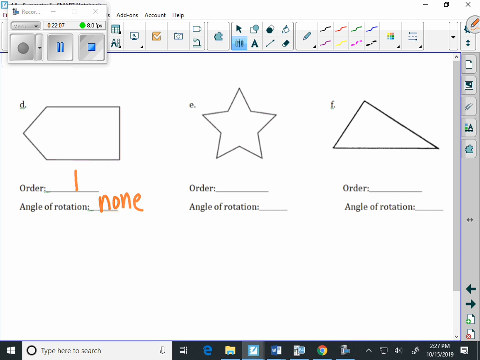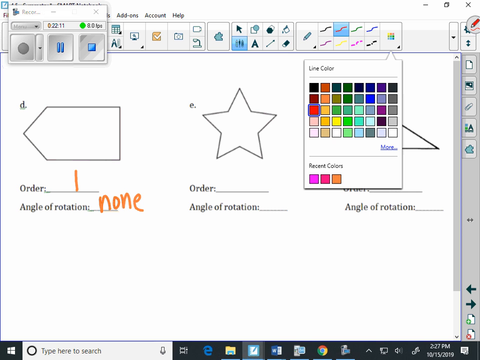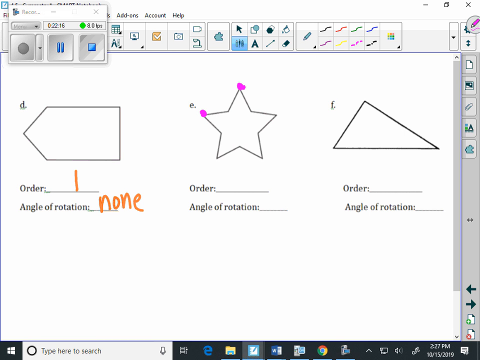But stay here with me for the star. The star. We've got a point here. We've got a point here. Point here. Point here. Point here.